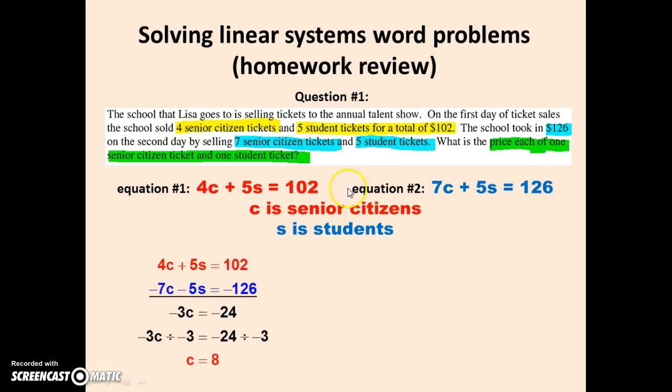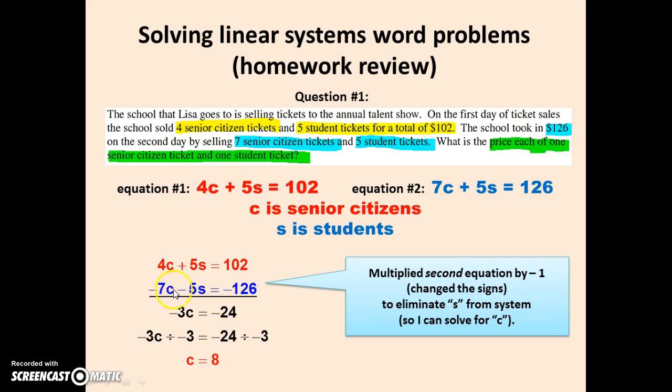Now we can see if we were to add these 2 together the way they are right now, we're not going to eliminate anything. But notice what I did. I took the blue equation and I multiplied it by a -1 to make everything in the second equation negative. Now you can see that my 5s and my -5s, they're additive inverses, which means we're going to eliminate that s.